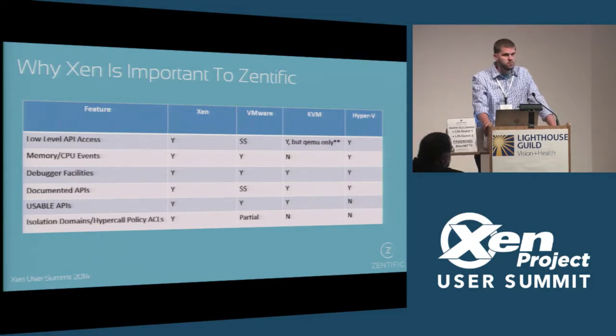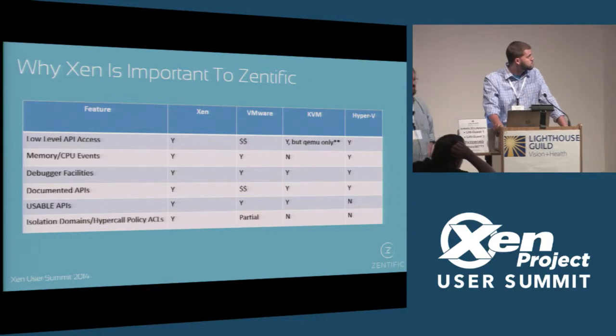In KVM, you have to do some patches to QEMU to actually get into the system we need to talk to. Debugger facilities are kind of across the board. Then there's documentation of the APIs, and actually usable APIs as well. Some of the APIs, especially in Hyper-V, are documented to do this type of work, but there's not really any usable libraries out there or an API to really dive into and actually get going. Auto-generated documentation is great, but it doesn't mean it's useful.